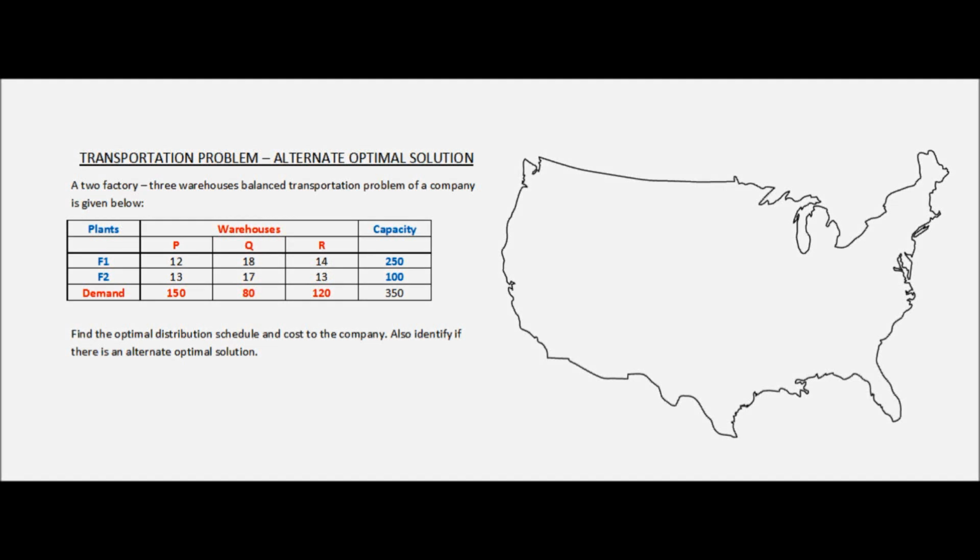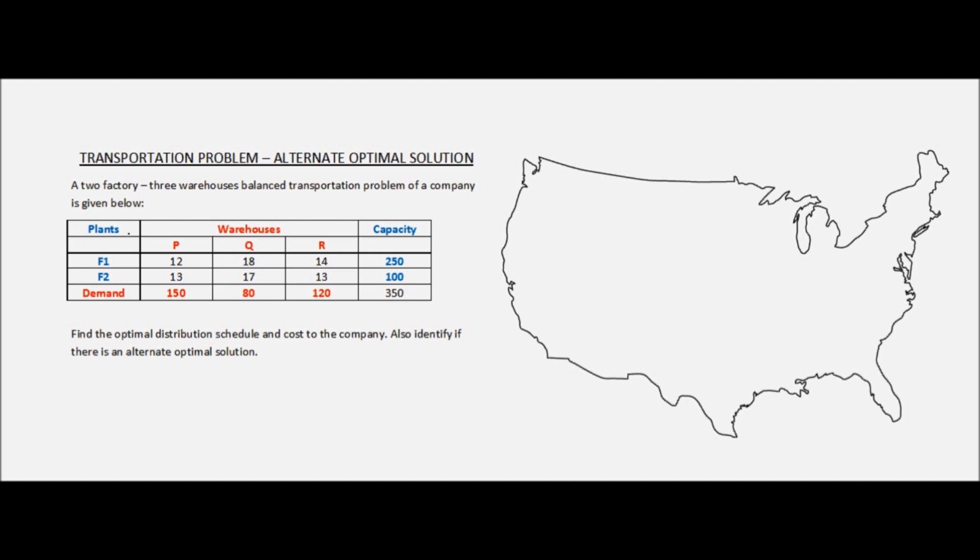Let us look at an example of a transportation model with multiple optimal solutions. Sometimes a transportation problem might end up having multiple optimal solutions, and each of those optimal solutions may have the same transportation cost. It is definitely beneficial for the organization to know these alternate optimal solutions because they provide flexibility in the decision making process. So, a two factory, three warehouse balanced transportation problem of a company is given below.